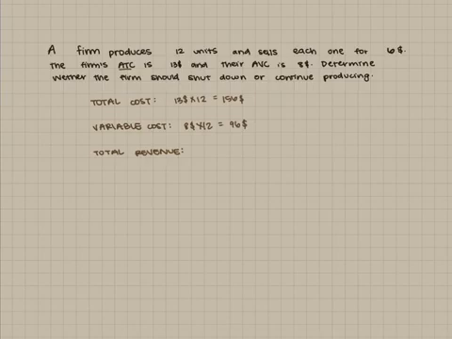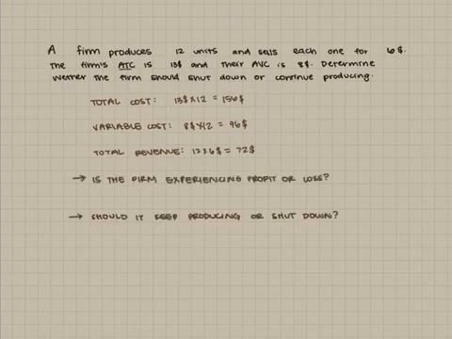And now we need to find total revenue. Total revenue is found by multiplying the number of units sold and the price of each unit. So this would be 12 times $6, which would equal $72 for its total revenue. Now, we have two questions to figure out. One, is the firm experiencing profit or loss? And should it keep producing or should it shut down?